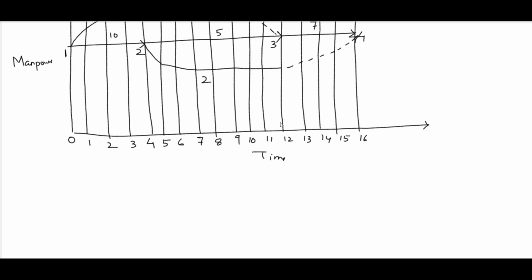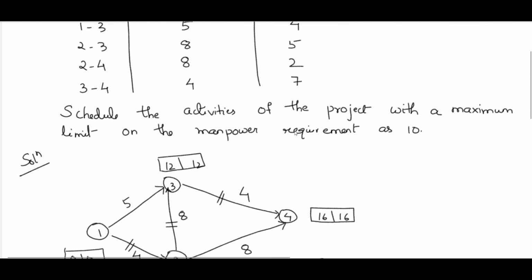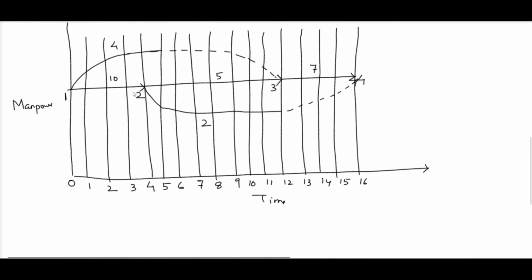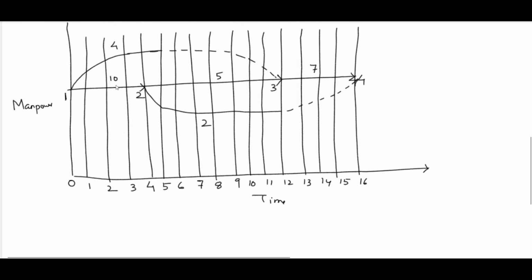So till now we have not done any sort of resource allocation. Just we have plotted it. But what is written in the question? It is given that the maximum limit on the manpower requirement is 10. If we divide it into zones, 1, 2, 2, 3, and 3, 4, there are 4 zones. Here the manpower requirement is 10 plus 4, 14. It is exceeding, so it should not be like this. Here it is 7, it's okay. Here it is 5 plus 2, 7, okay. So here it is not acceptable.